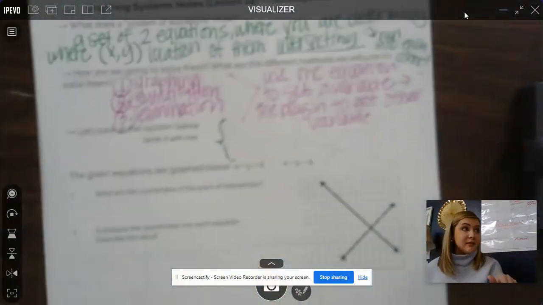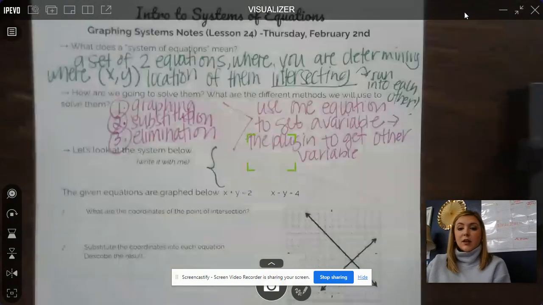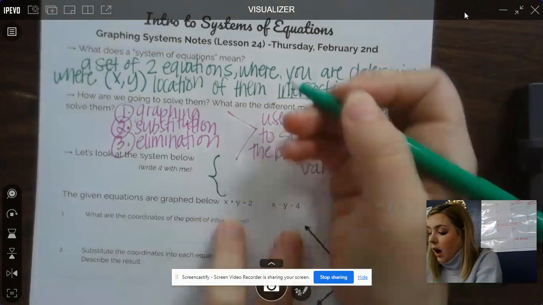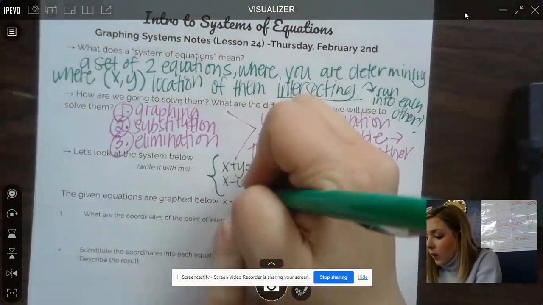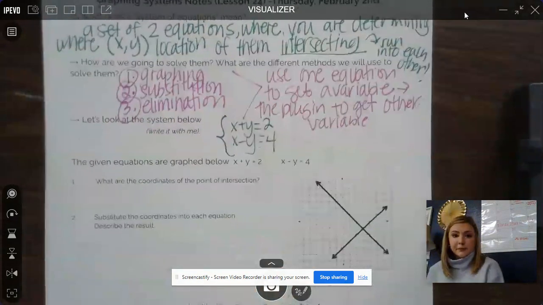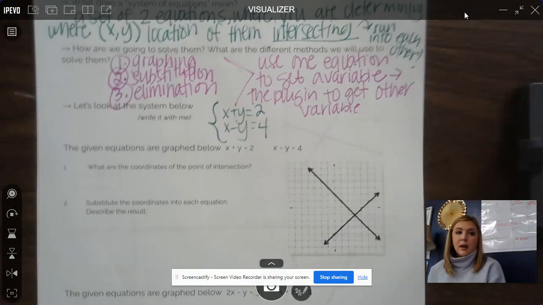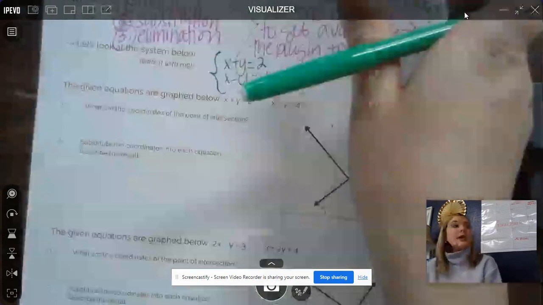And that's how you draw the bracket. It is not a parenthesis. Okay, it is not a parenthesis. You're going to just do the best you can drawing that squiggly bracket. And then we're going to write the two equations inside of it. So I'm going to use these two right here. I drew my bracket. X plus y equals 2. X minus y equals 4. All right. So this is already done.